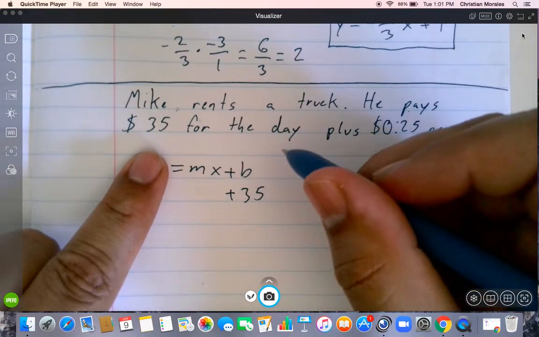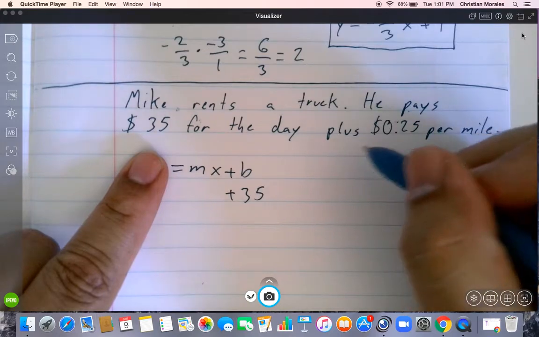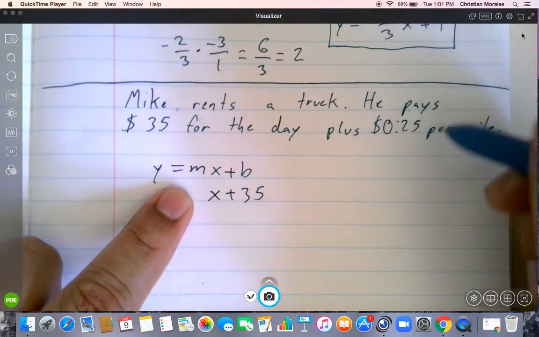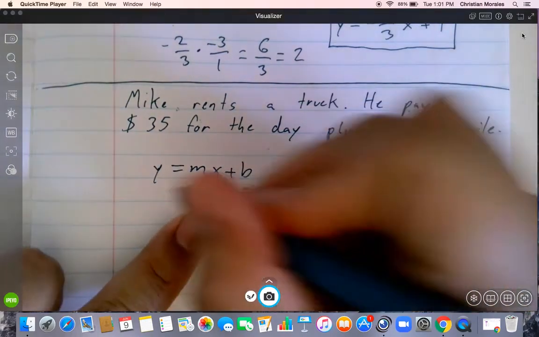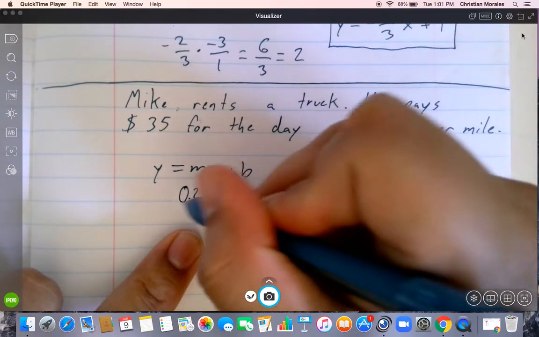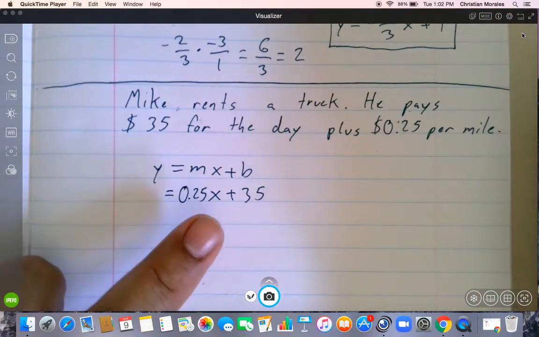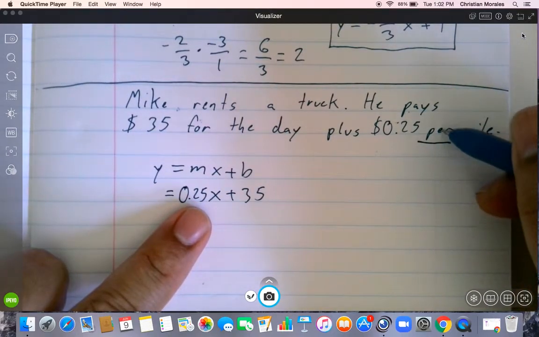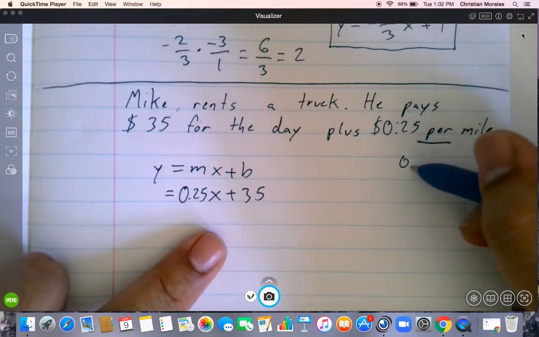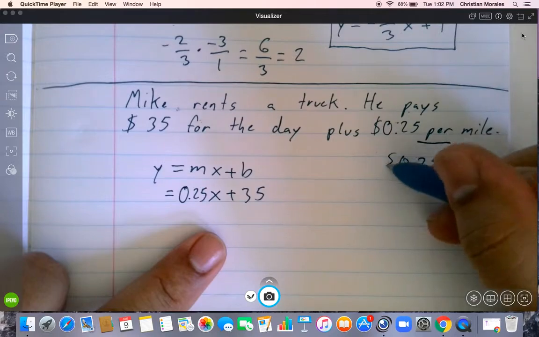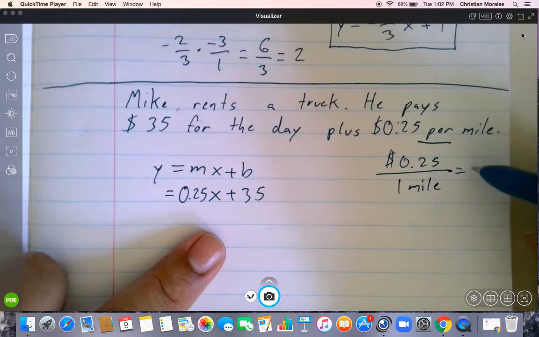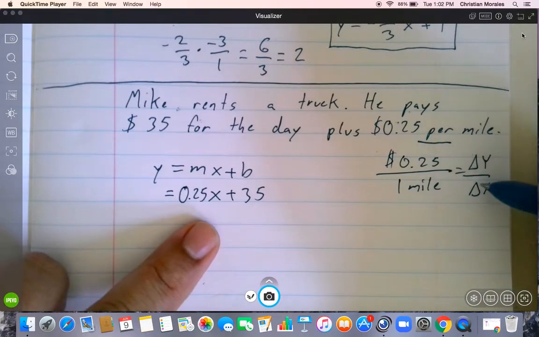What's going to change is the miles you're driving, because they're going to charge you 25 cents per mile. Now, if we make x the miles, you would multiply those miles by 25 cents. And it could be a fraction or a regular whole number, but that's my slope. That is my rate of change. And usually it's when you see the per mile, $0.25 per 1 mile. It's the rise over the run. It's the change of y over the change of x. So whenever you see per, that's usually going to tell you your slope.